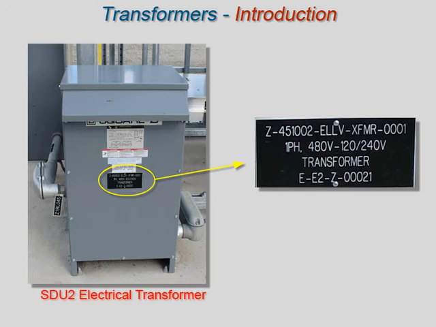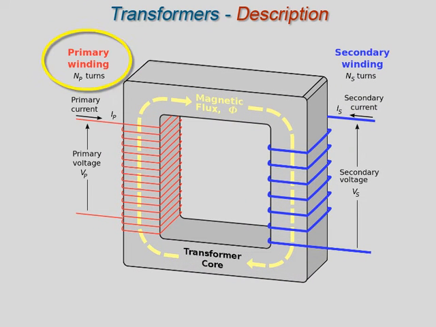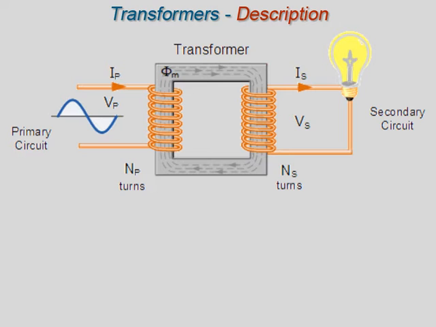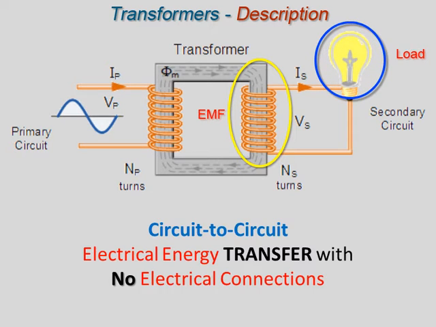and voltage. Every transformer has a primary winding and one or more secondary windings. The primary winding receives electrical energy from an AC power source and induces electrical energy to the secondary winding. The energy appears as an electromotive force, or EMF, across the secondary winding, and if a load is connected to the secondary, the energy is transferred to the load. Transformers provide a means of transferring electrical energy from one circuit to another with no electrical connections between the circuits.